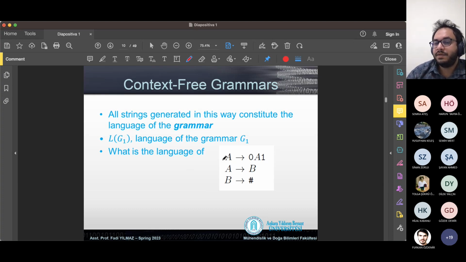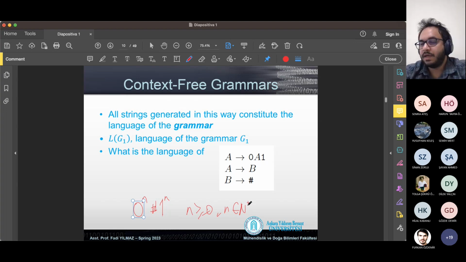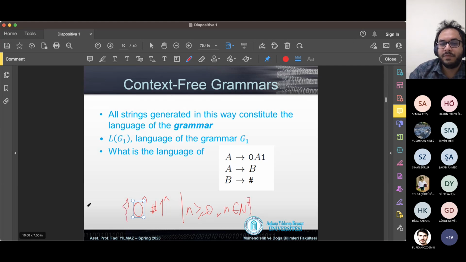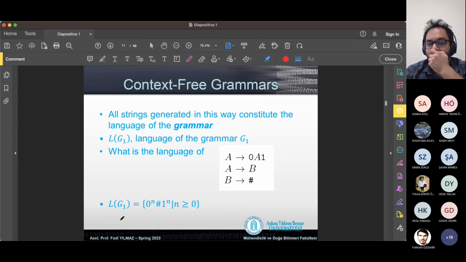So what is the language of this grammar? It is basically 0^n, pound key, 1^n, right? And n is bigger than or equal to 0, or you can say n is a natural number. Okay, guys. 0^n, pound key, 1^n is the language of this grammar.